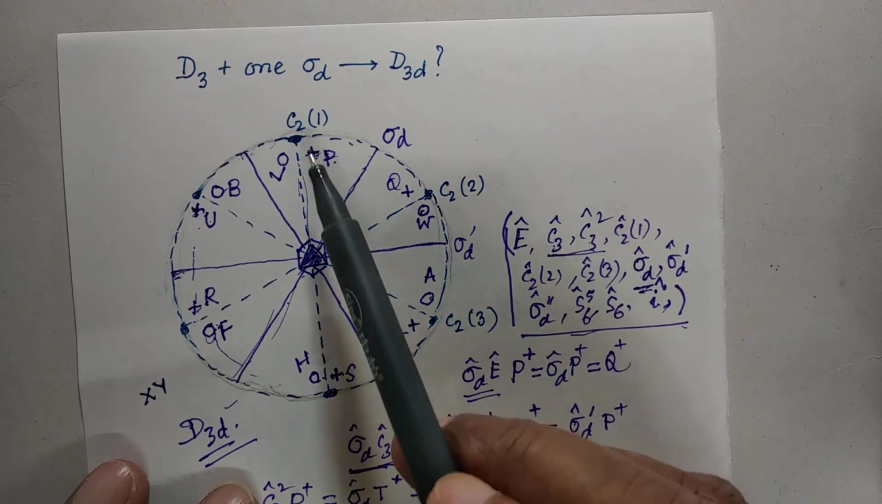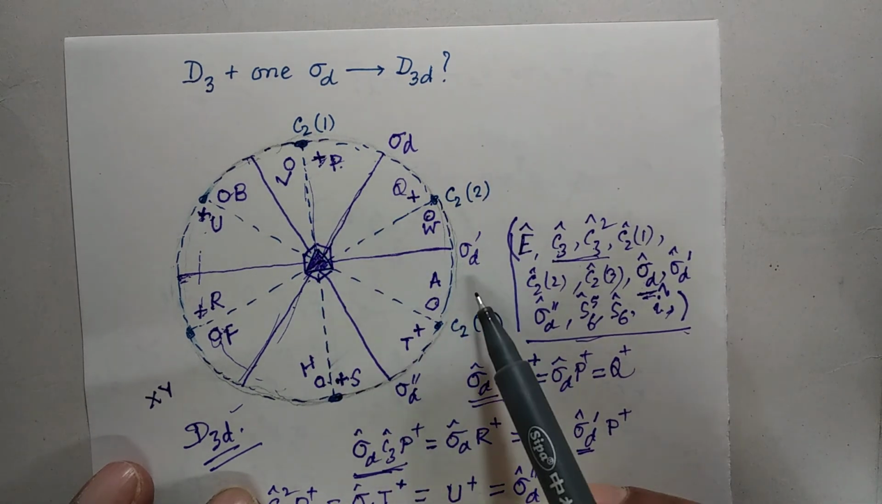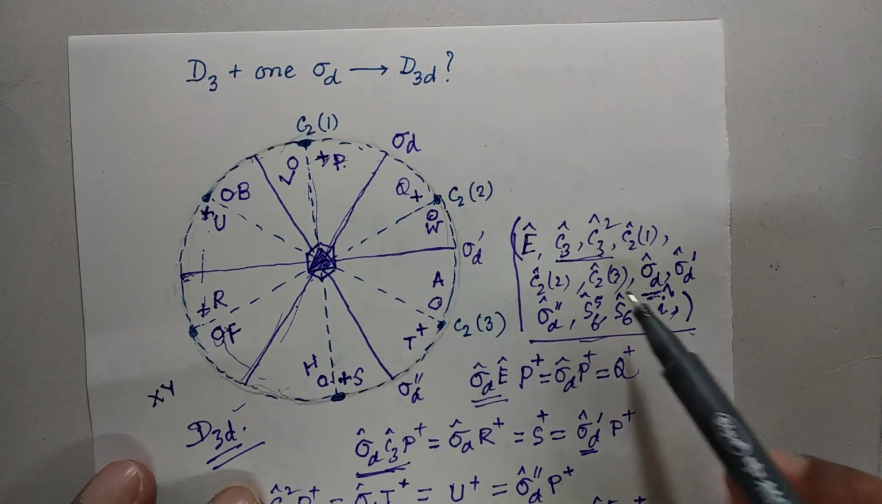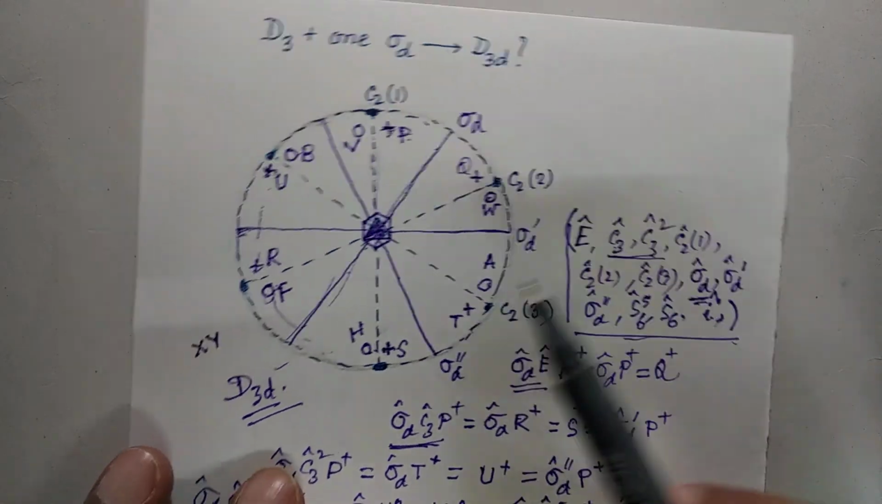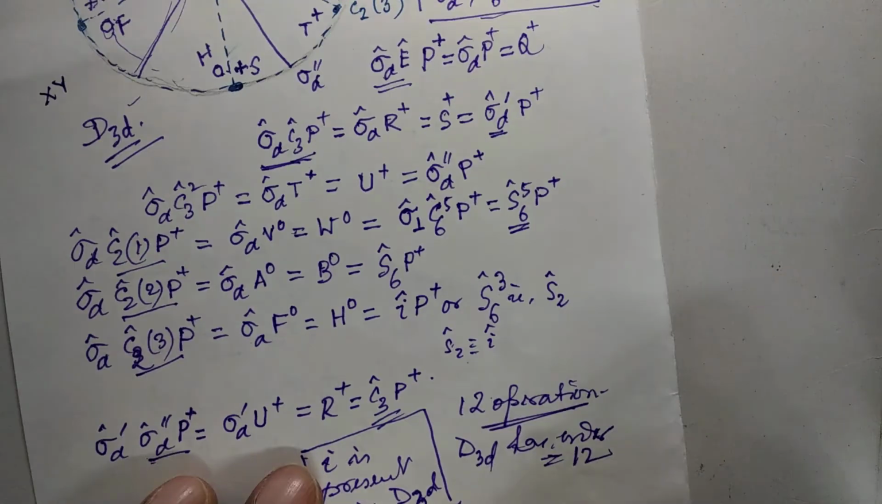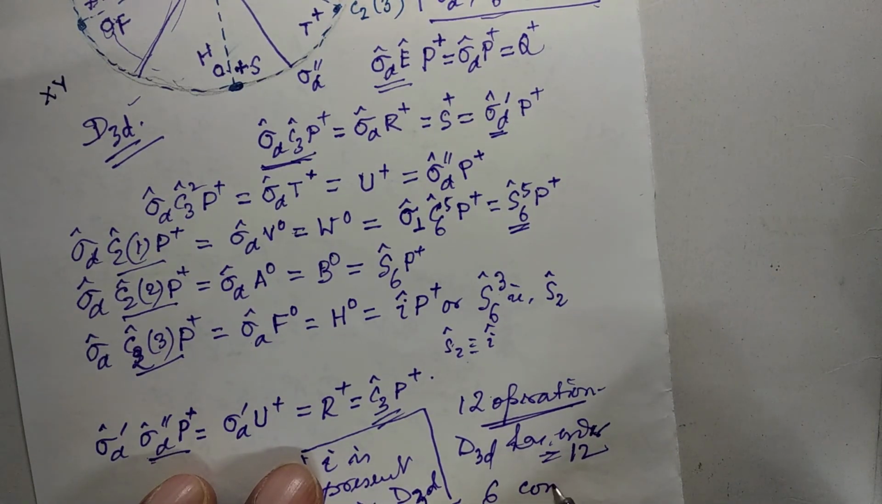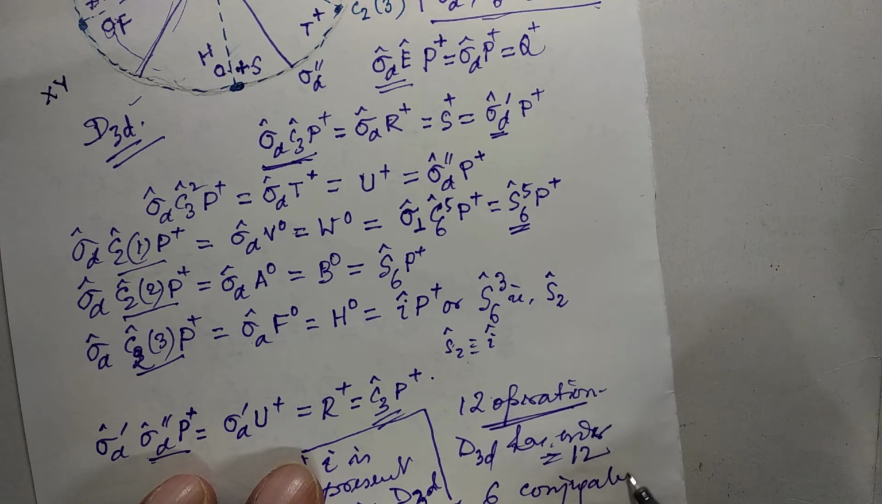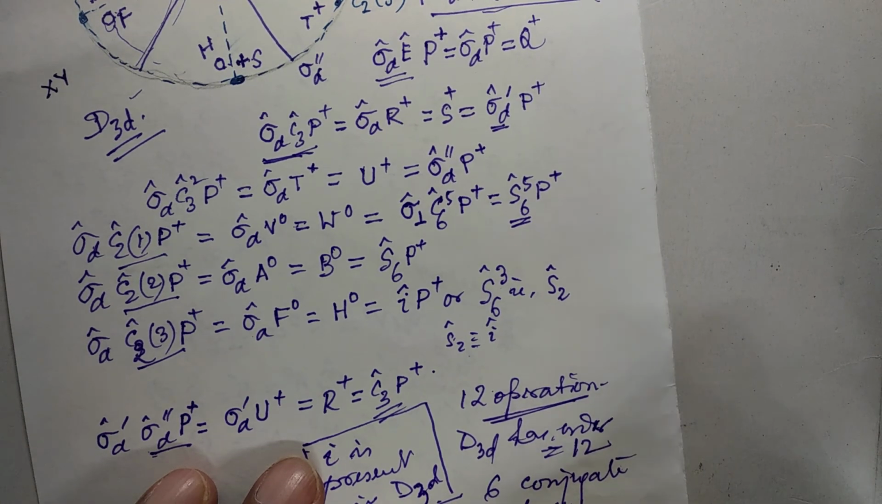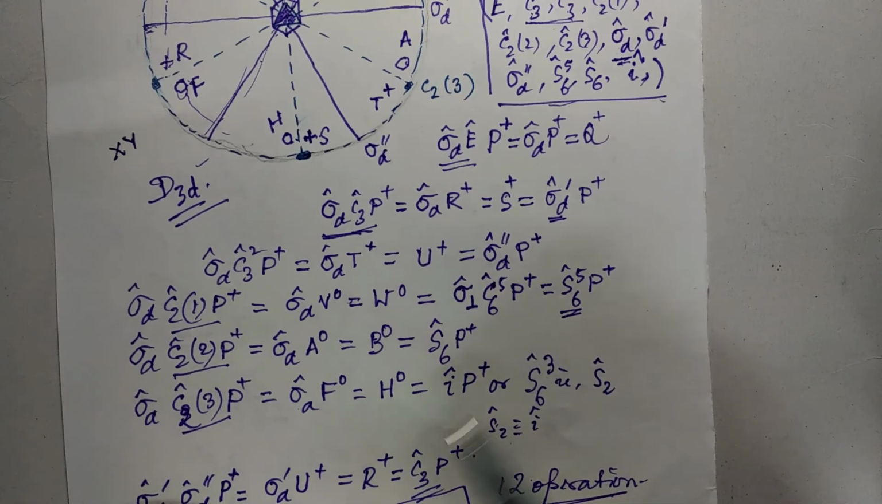Similarly, these three twofold rotation operators are also conjugate to one another. In this way, you will find that there are 6 conjugate classes. This is very easy to determine using this technique.